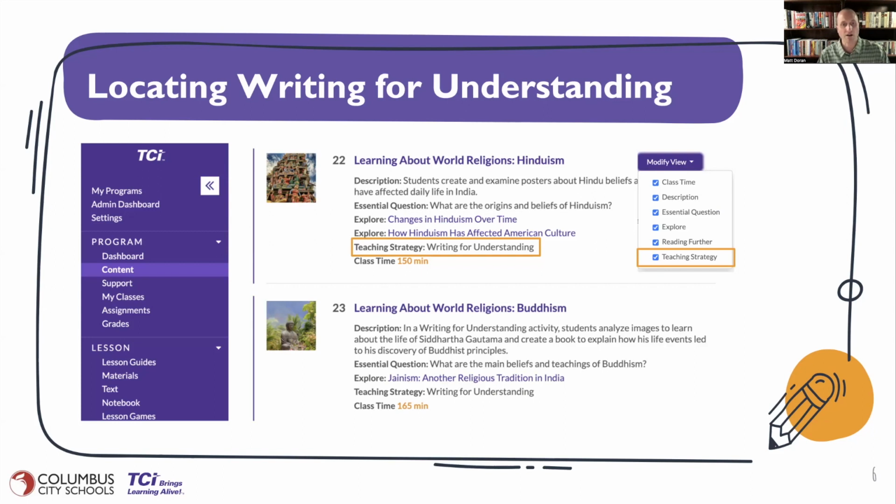If you have one of our custom programs in grade 6, 7, or high school global issues, they use the older layout in which you'll be able to see this right from the content page. You'll see over here, just make sure you have teaching strategy checked. And for each of the lessons where it has the description, you'll see the teaching strategy highlighted here, writing for understanding.